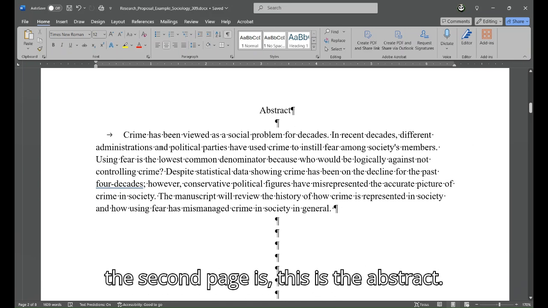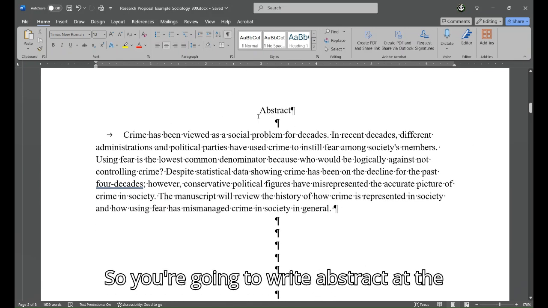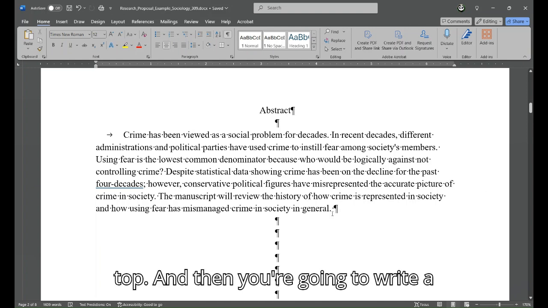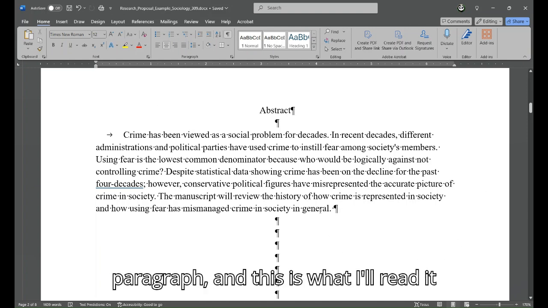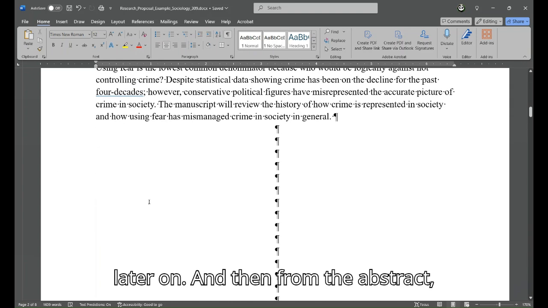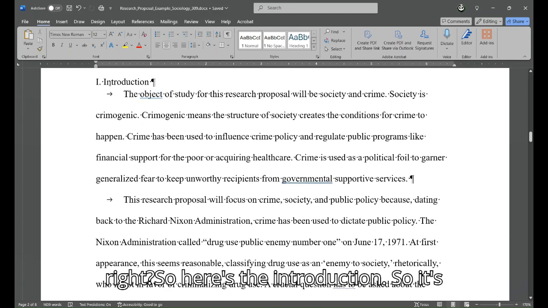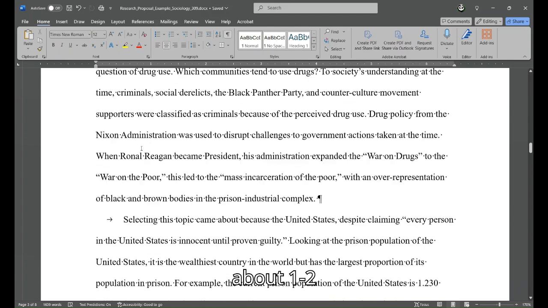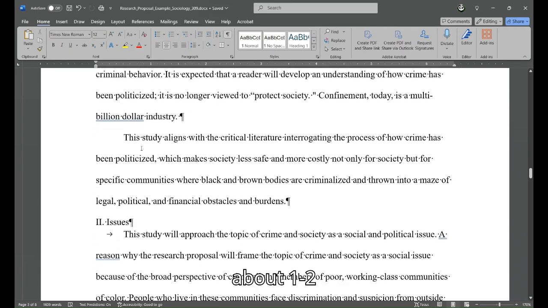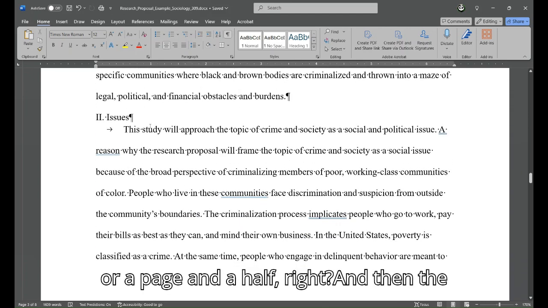And then the second page is the abstract. So you're going to write abstract at the top, and then you're going to write a paragraph. I'll read it later on. And then from the abstract, that's where you start your essay. So here's the introduction. It's about one, two, or a page and a half.